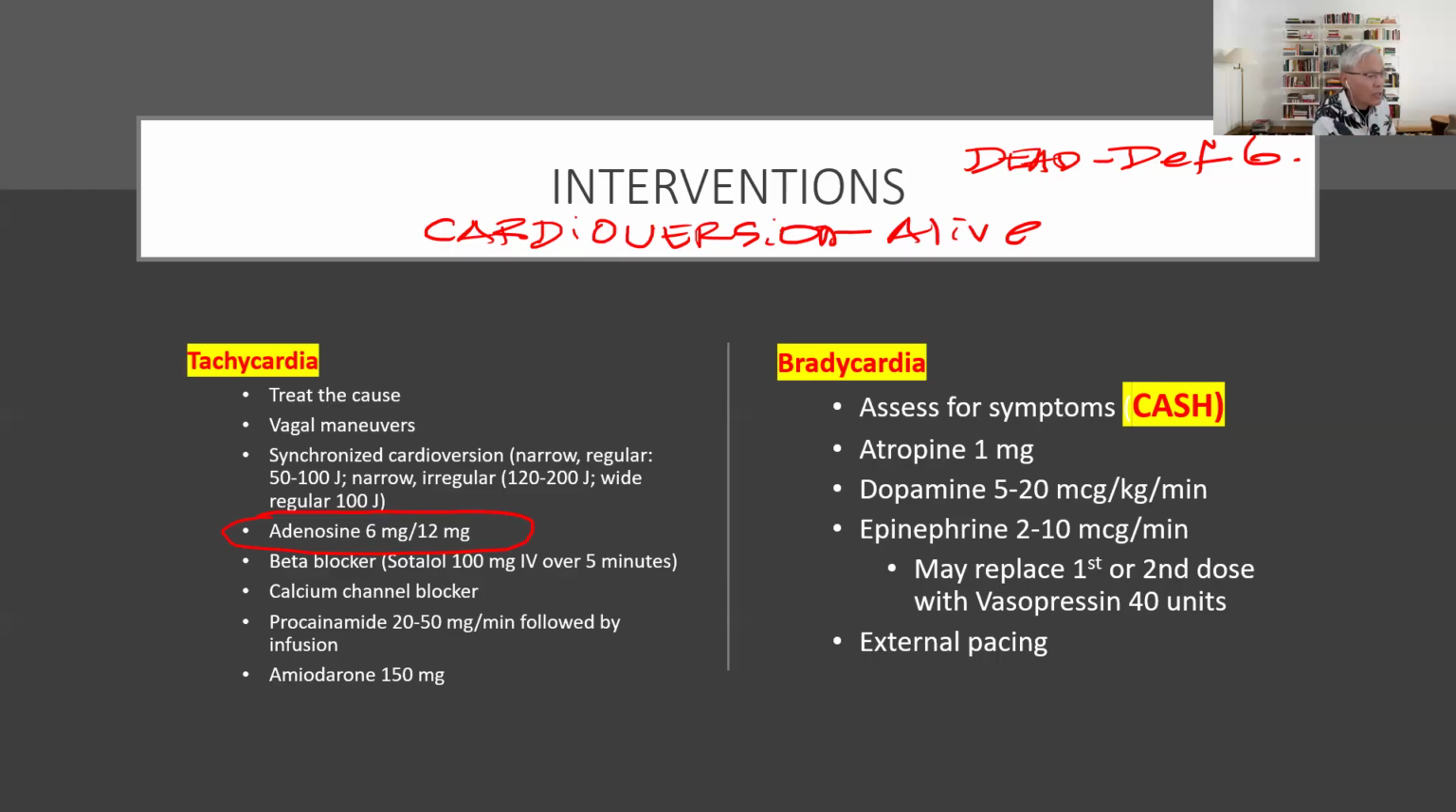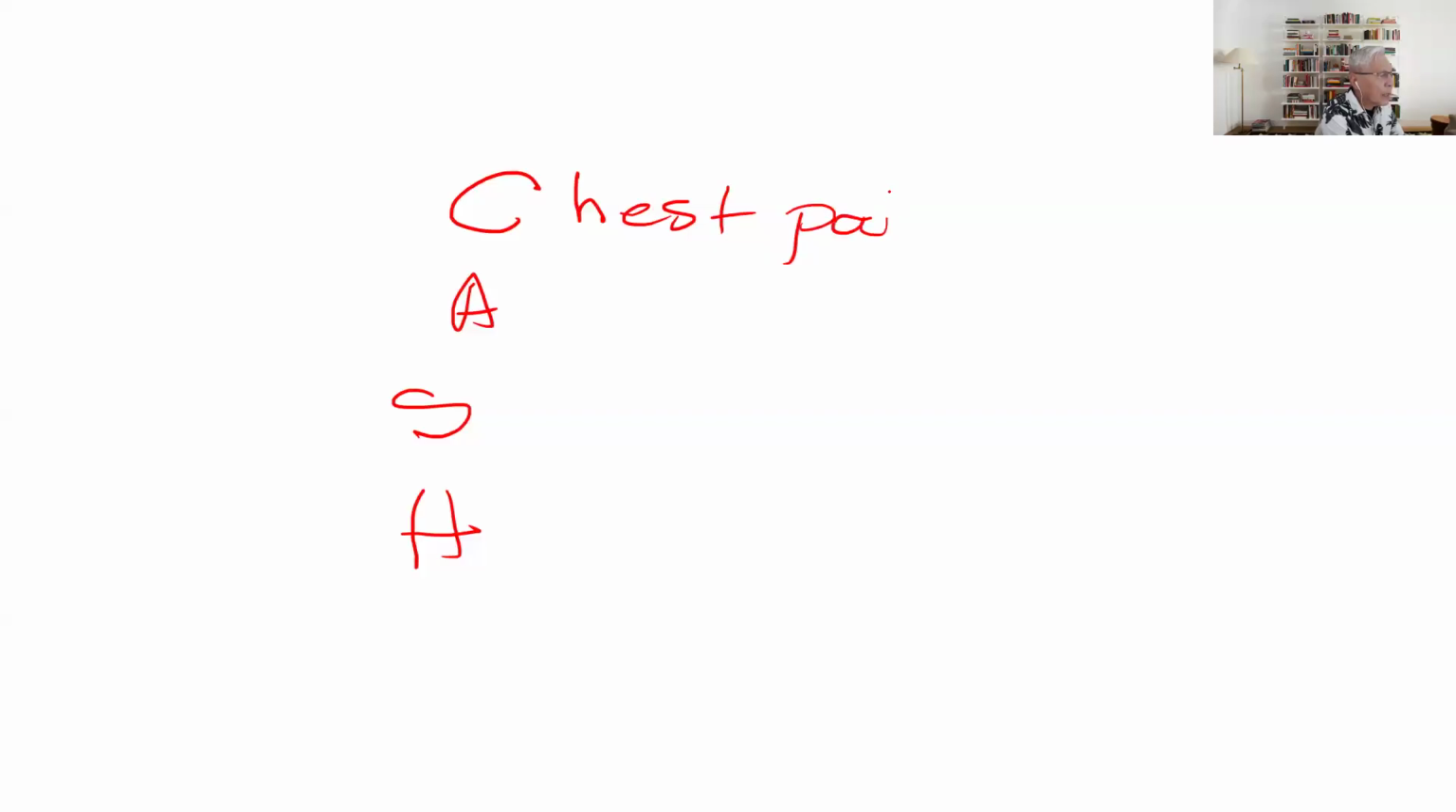Cash actually is an acronym that tells you if a patient needs treatment or is symptomatic. Cash stands for chest pain. So I normally have bradycardia, but let's say I have a pulse rate of 52 and I'm having chest pain. That indicates that I need to be treated. I'm not tolerating that slow heart rate.